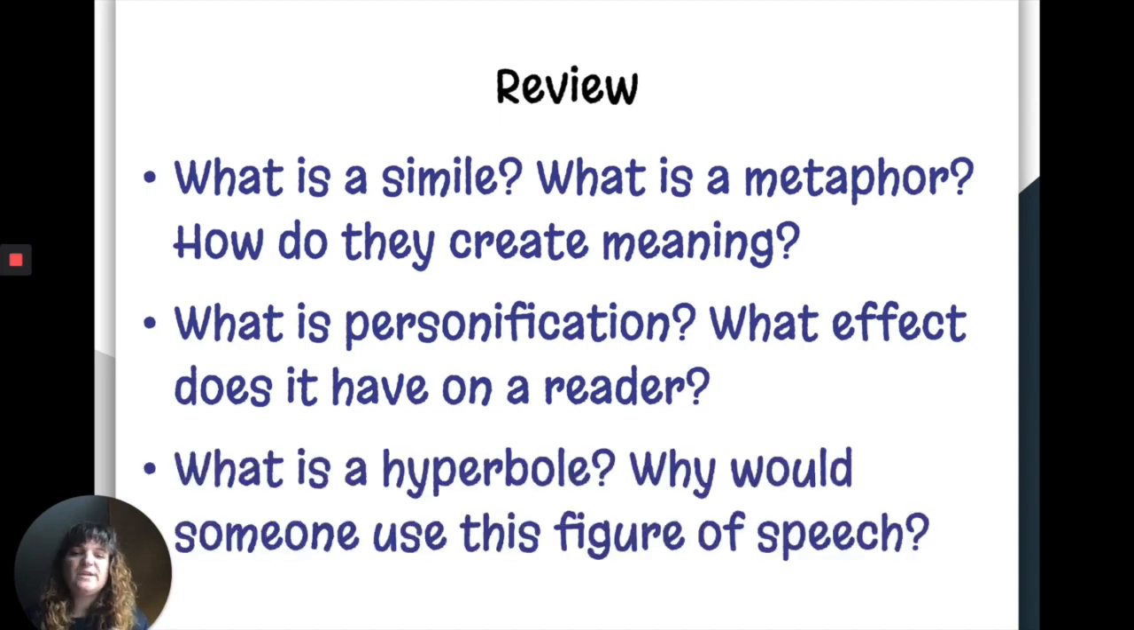Lastly, what is a hyperbole and why would someone use this figure of speech? Hyperbole is an exaggeration. We exaggerate things when we want to emphasize them. I'm hungry as a horse. I'm starving. We say those things to emphasize how hungry we are, and how much we need to eat at that exact moment.